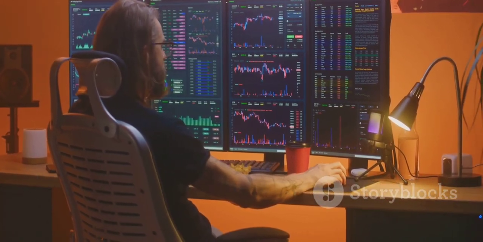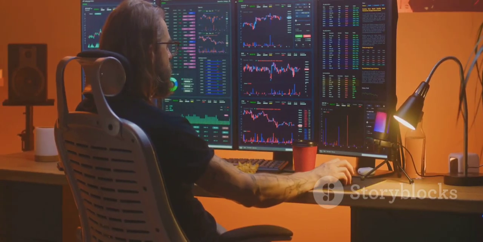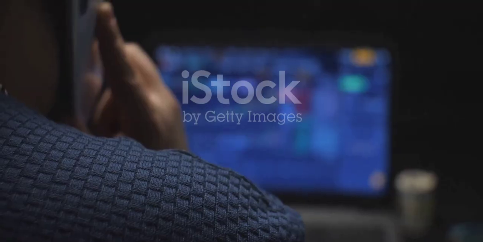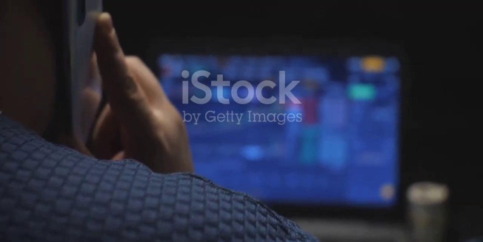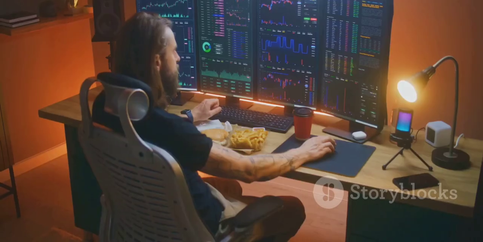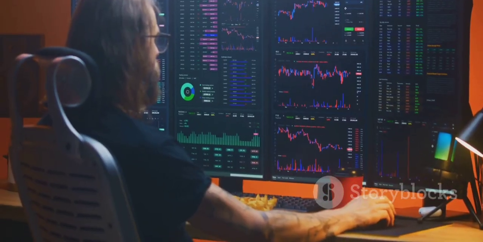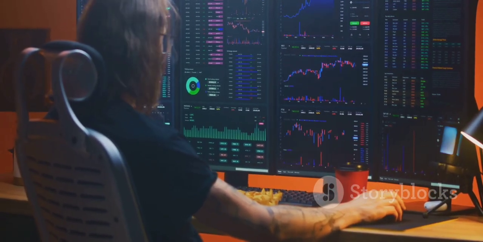Algorithmic trading is a method of buying and selling assets using computer programs. These programs automatically execute trades based on predefined rules and strategies. This eliminates emotional decisions in trading. Instead, it relies on logic and data analysis.